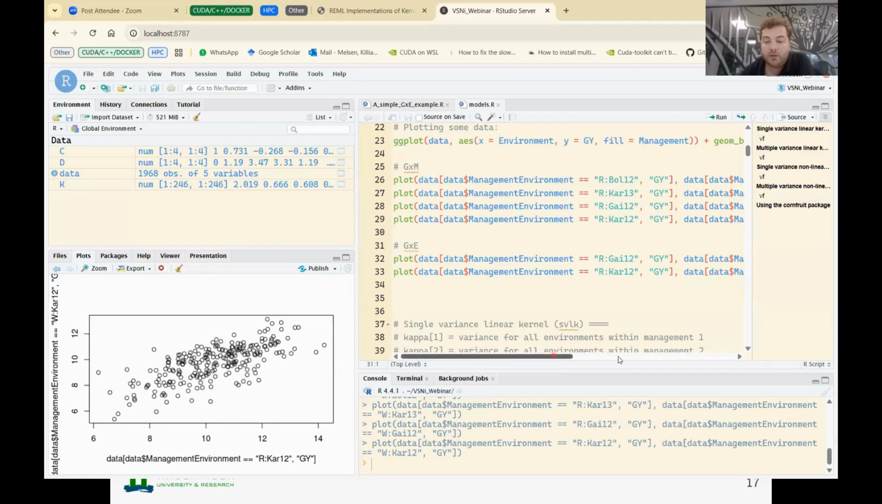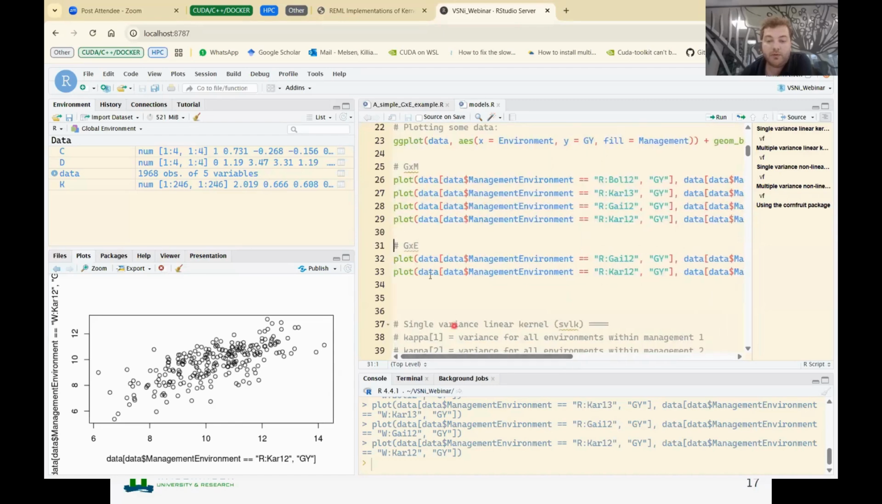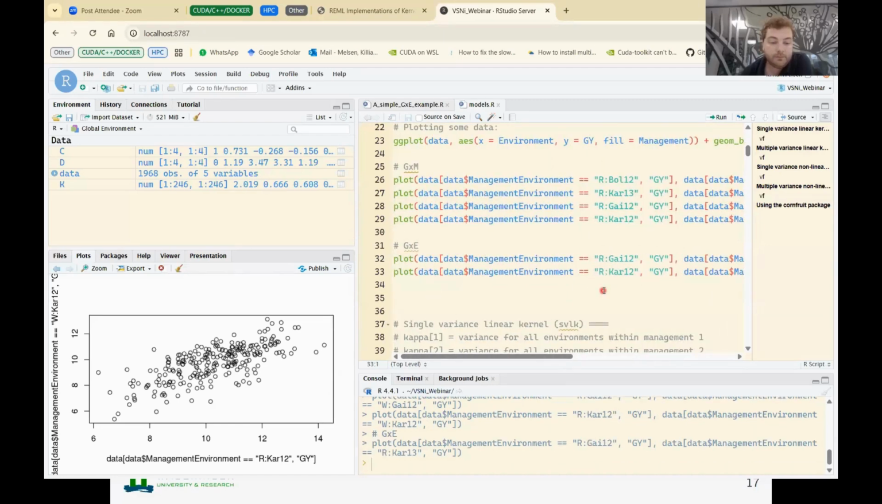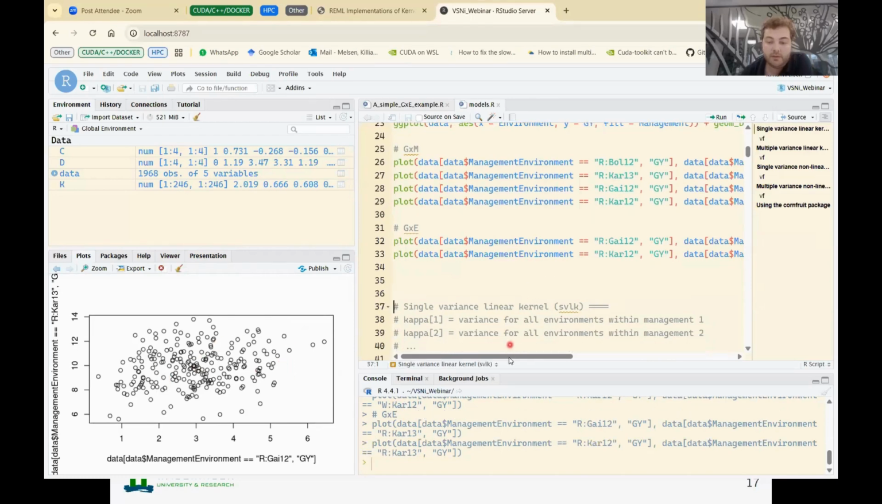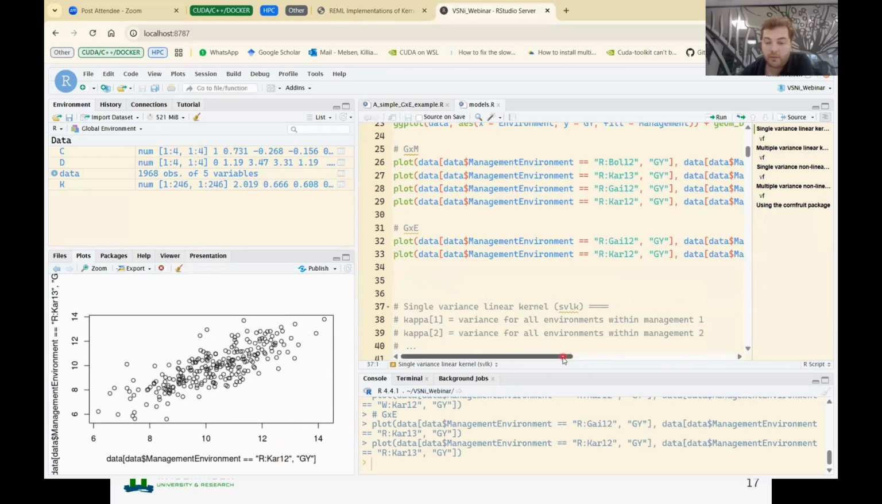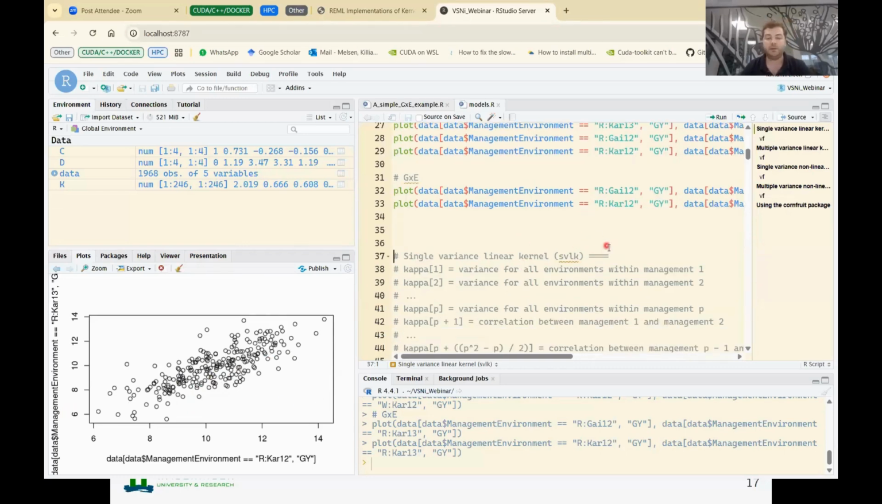Then for the G by E, we can do something similar. We can just take the same management but different environments and plot those values against each other. Which, well, there's quite a lot of G by E here. And if we look at card 12 versus card 13, I believe, so that's the same location, Karlsruhe, I think, in 2 different years. There's, well, let's say a very high correlation between them, which is not something that is completely unexpected, I think.